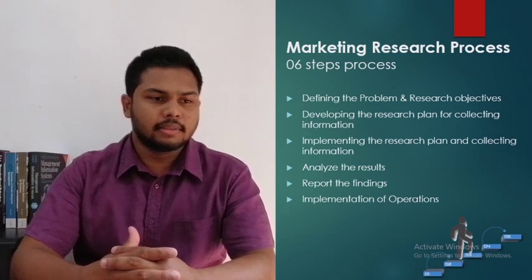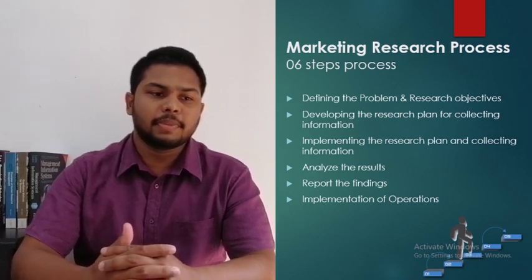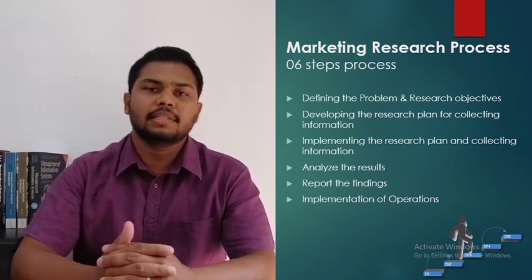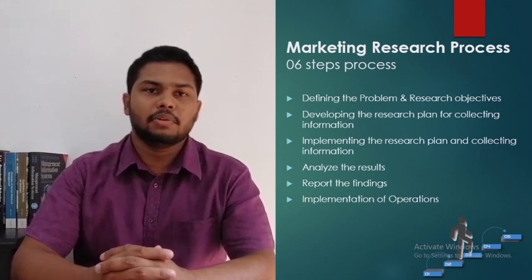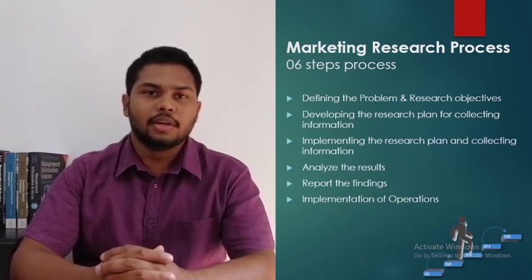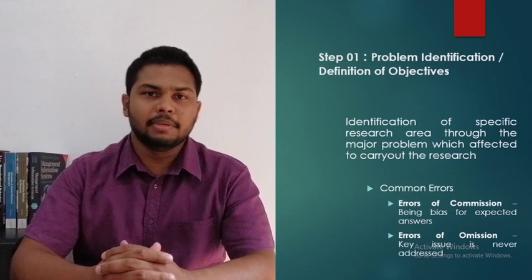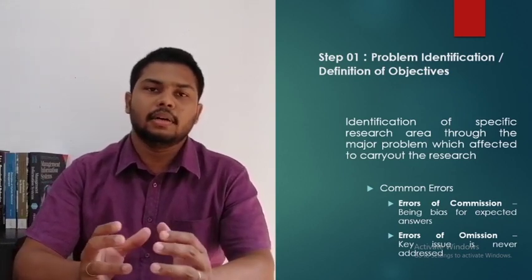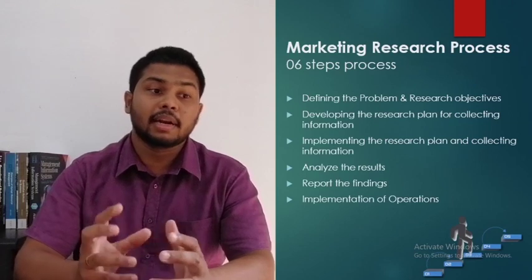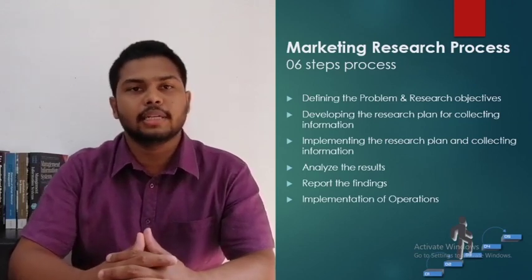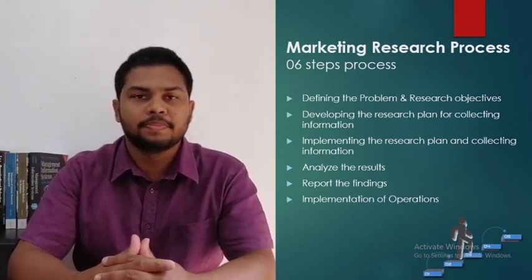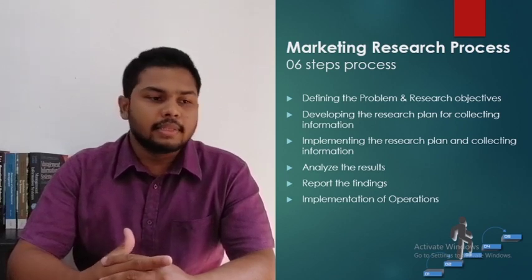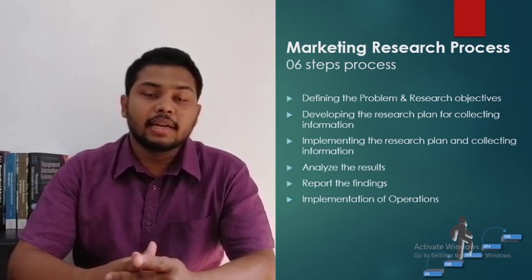The second one is developing the research plan for collecting information. You must have a research plan. Without planning, your process is going to be totally disturbed. Because of that, you must first develop a critical research plan for collecting information. Then the third one is implementing the research plan and collecting information.